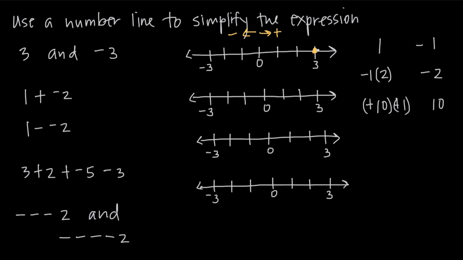And if we want to take the opposite of 3, we just go to the other side of the origin, the same distance, and we get to this point here, -3. So 3 is the opposite of -3, and -3 is the opposite of +3.